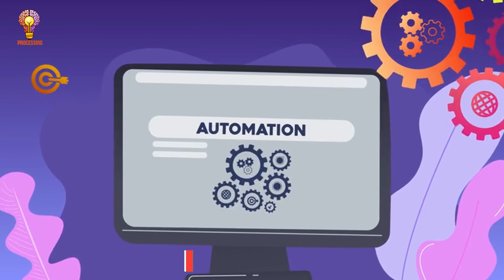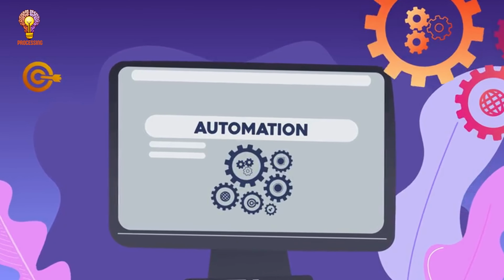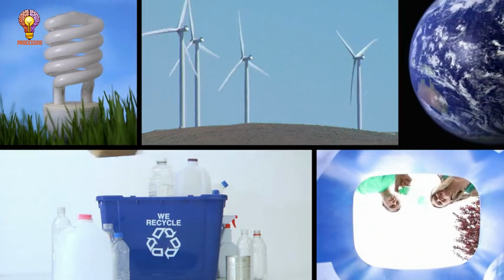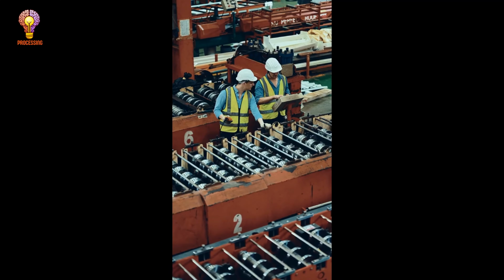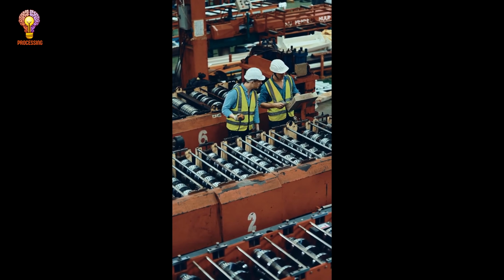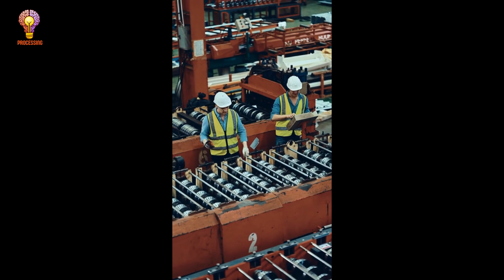Conclusion: automation enhances precision and efficiency in production. Environmental concerns are being addressed through recycling, green energy, and repairable designs. Supply chains remain complex, relying on global coordination for raw materials, component production, and assembly.